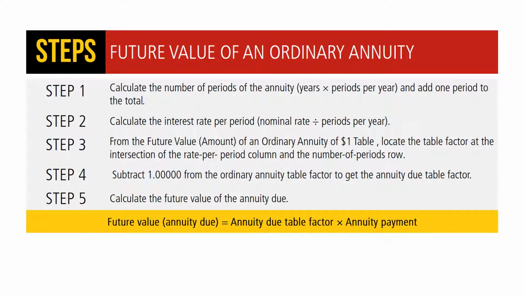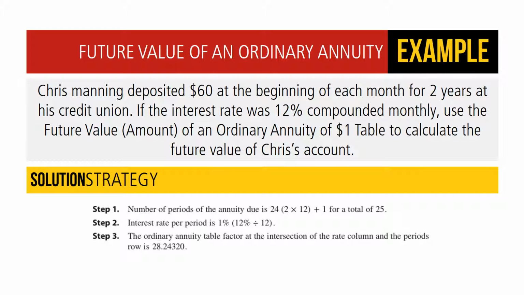And then finally, step 5, calculate the future value of the annuity due, equaling annuity due table factor times annuity payment. Chris Manning deposited $60 at the beginning of each month for 2 years at his credit union. If the interest rate was 12% compounded monthly, use the future value amount of an ordinary annuity of $1 table to calculate the future value of Chris's account.